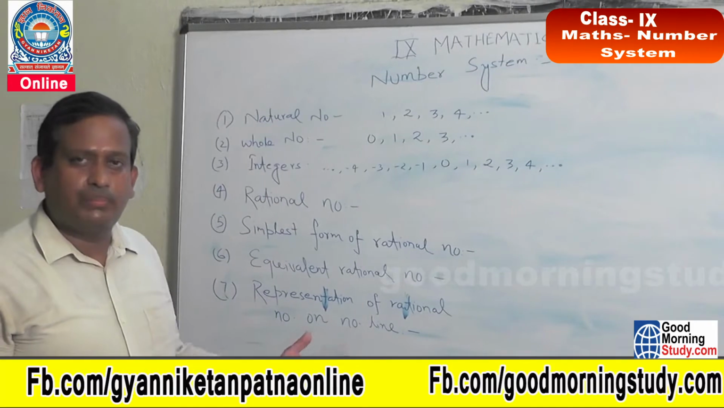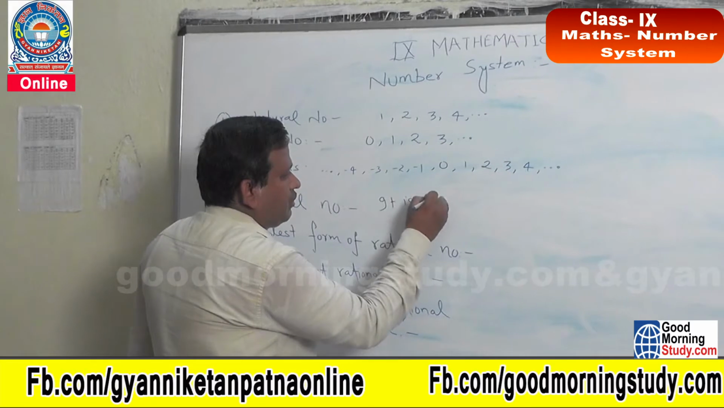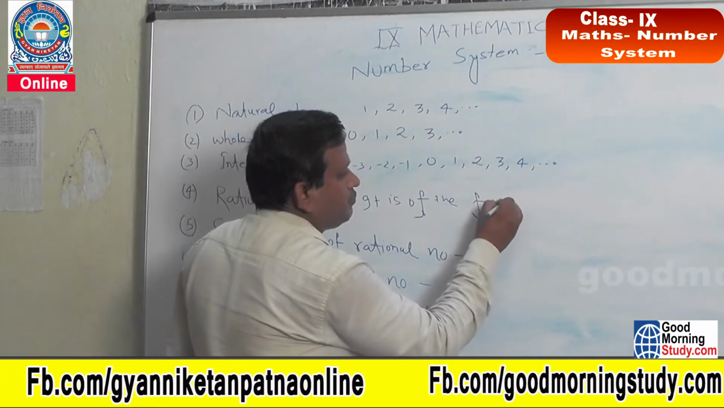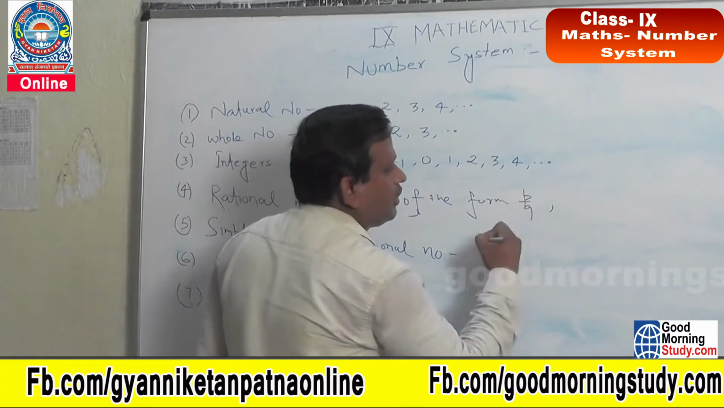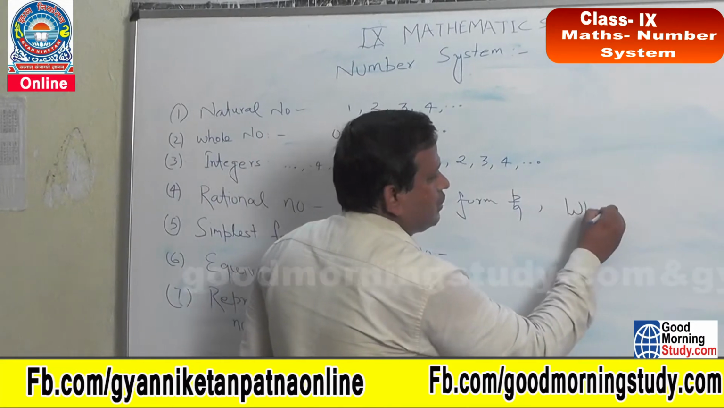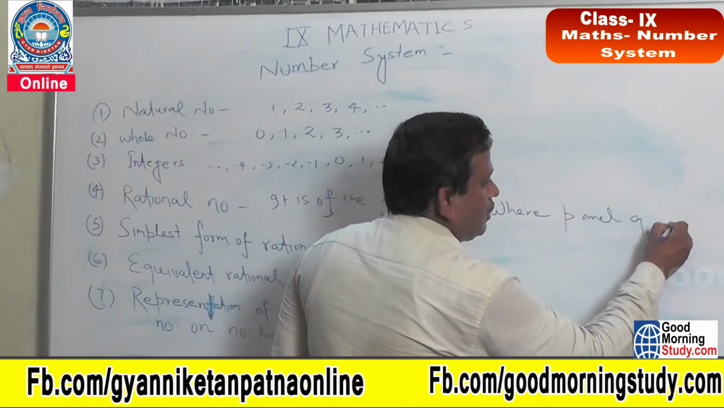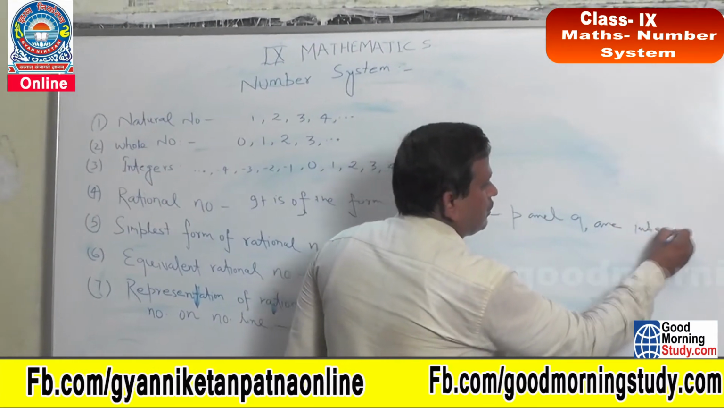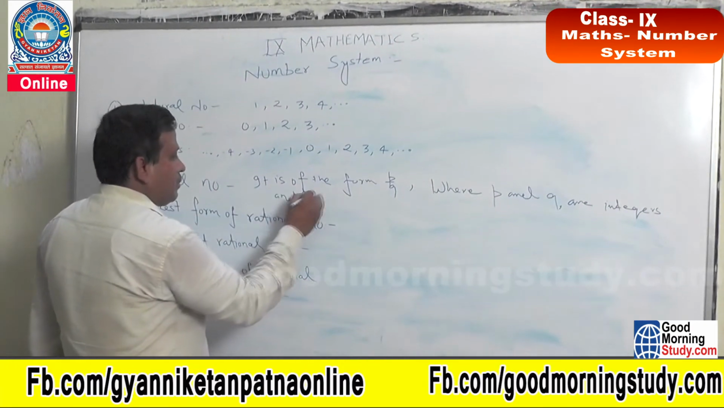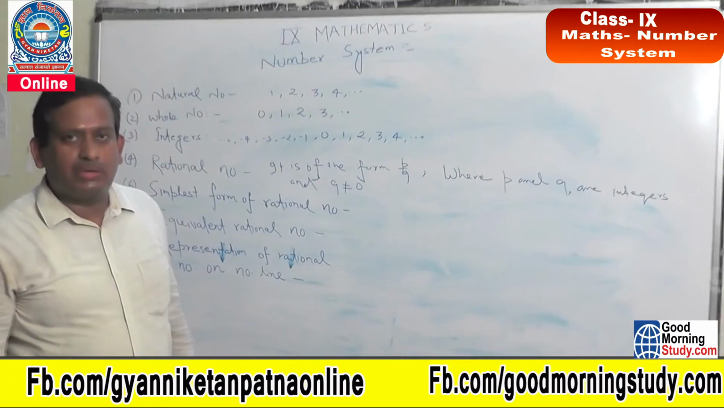It is of the form p by q, where p and q are integers and q is not equal to 0. So such types of numbers we can call rational numbers.